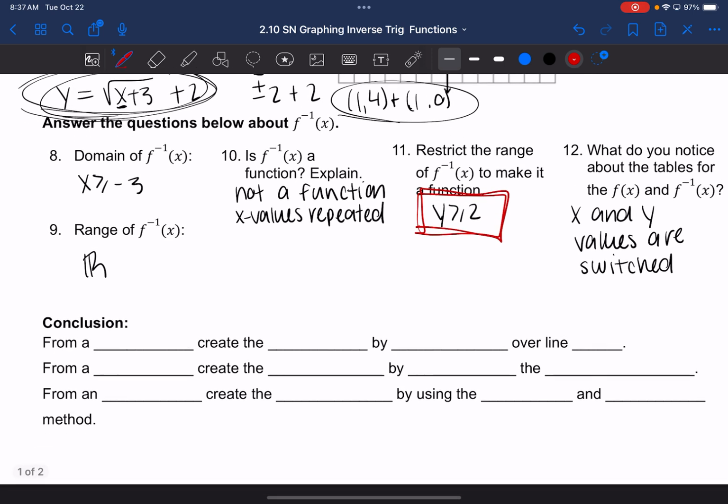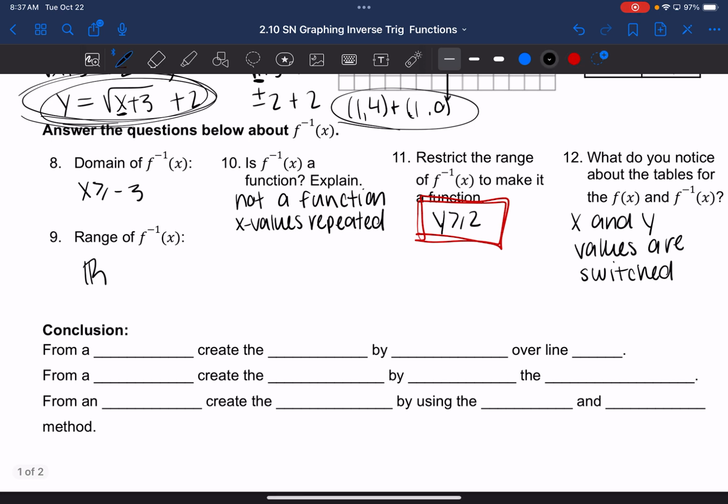Okay, so quick recap here. Whenever we want to change what the graph looks like, so if I have some graph and we are trying to create its inverse, we said we don't reflect across just the x. We don't reflect across just the y. We said we reflect across what?